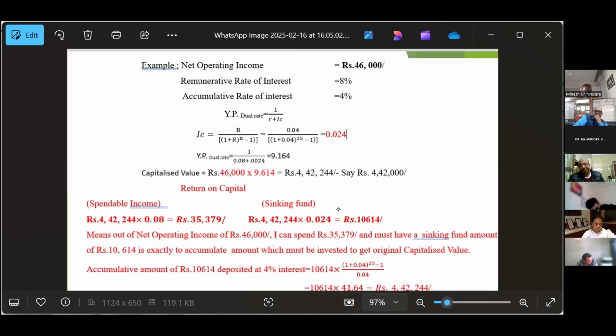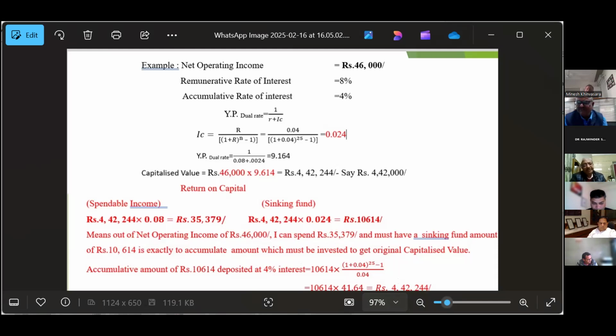Means out of the 46,000 you are getting as income, you can spend 35,379 and the remaining 10,614 is to be deposited in the bank at the rate of 4% for 25 years. Again, at the end you will get the same amount, which is the capitalized value.